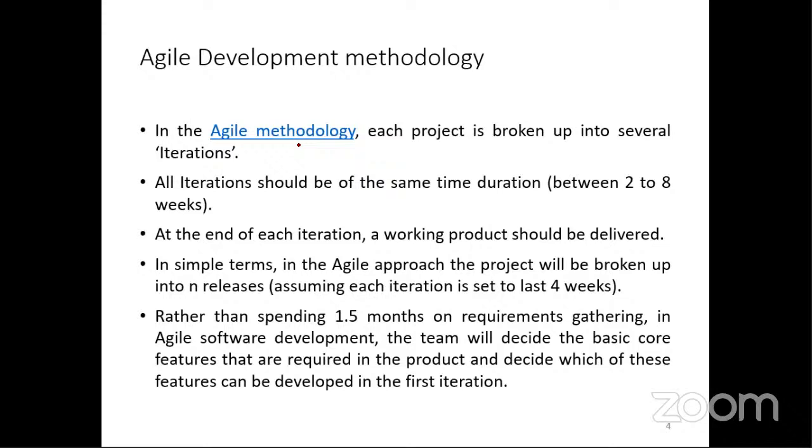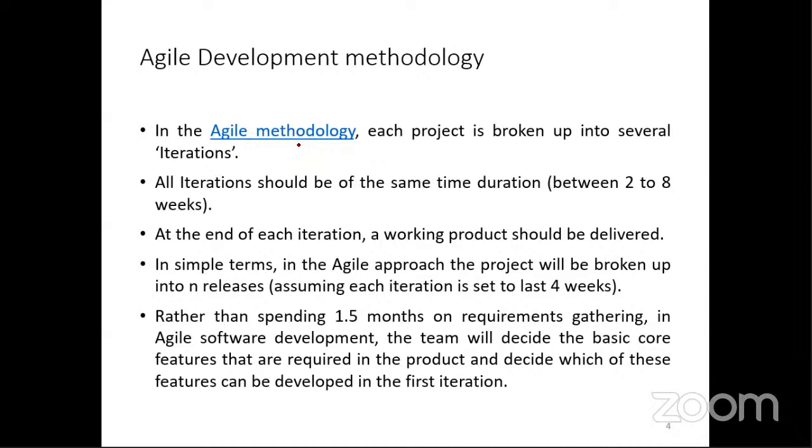In the agile methodology, each project is broken into several iterations. All the iterations should have the same time duration, between 2 to 8 weeks, that is 2 weeks to 2 months. At the end of each iteration, a working product should be delivered to the customer. In simple terms, the agile approach for the project will be broken up into n releases, assuming that each iteration is set to last for 4 weeks.